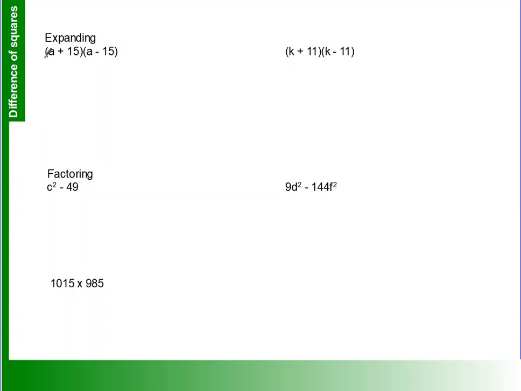So right here we have two binomials, bi meaning two, nomial meaning terms. So here's one binomial, and here's our second binomial. And we are multiplying these two binomials together. So what that means is we're multiplying everything in the first binomial to everything in the second. So we're going to have a times a. Well, what is a times a?